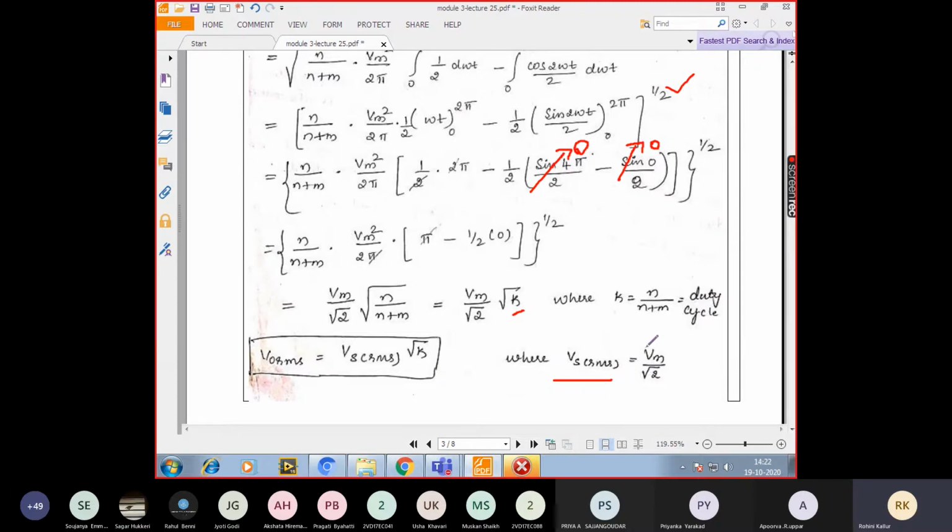So Vs RMS is nothing but the source voltage RMS value, which is equal to Vm by root 2. So I will substitute it here from this expression, and this is equal to root of K. So V0 RMS, the RMS output voltage, is equal to source RMS voltage into root of K. So this is your RMS output voltage of an on-off control AC voltage controller. Is it okay till here?